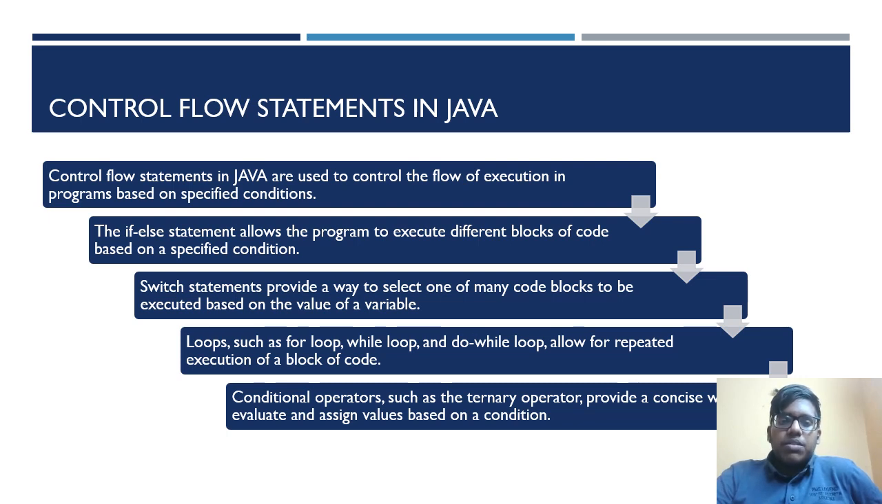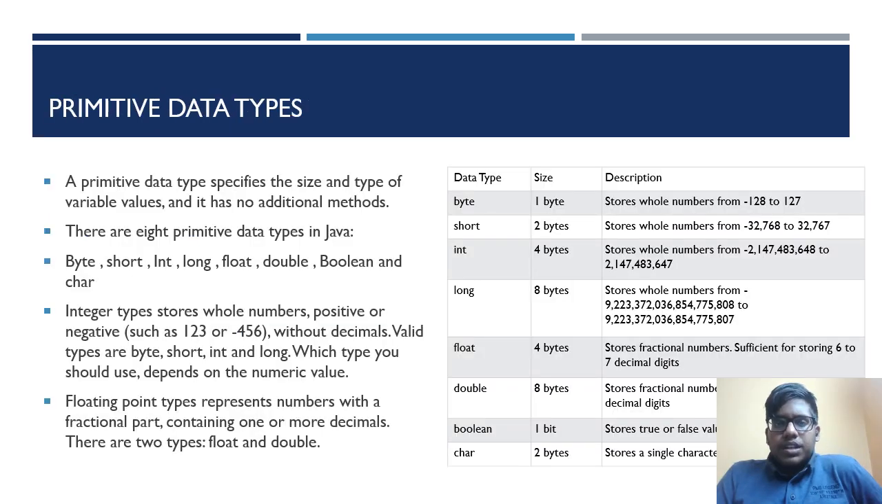Switch statements provide a way to select one of many code blocks to be executed based on the value of a variable. Loops such as for loop, while loop, and do while loop allow for repeated execution of a block of code. Conditional operators such as the ternary operator provide a concise way to evaluate and assign values based on a condition.